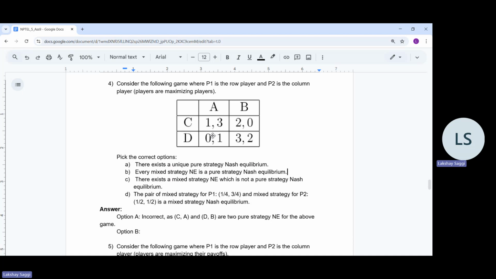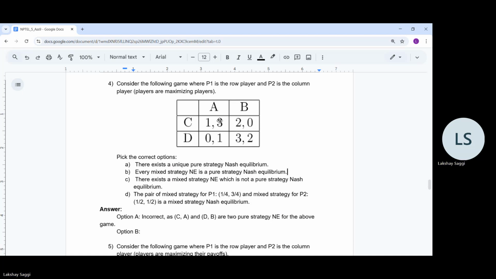So what we actually get is that the row player plays C with probability 1 by 4 and D with probability 3 by 4. And similarly for the column player, the column player wants to play these two columns with probabilities such that the row player is agnostic between playing these two rows. So if the column player plays this with probability A and this with probability B, the row player's payoff on playing C will be A plus 2B, and this should be equal to 3B.